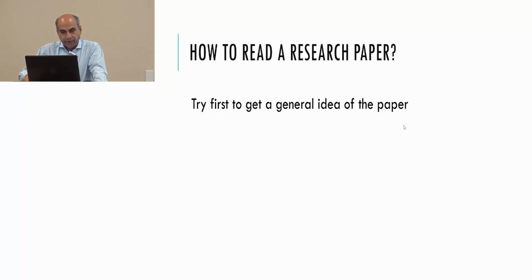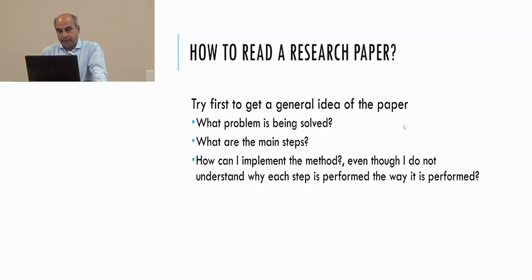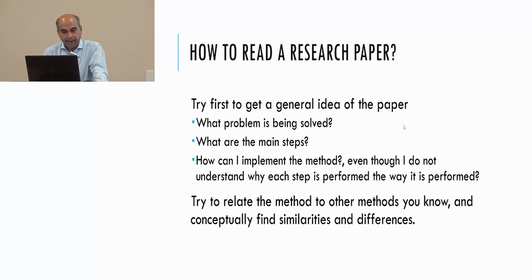Also, the idea should be to try to get a general idea of the paper the first time you read it. So you can ask these questions: what is the problem being solved, what are the main steps, how can I implement the method? Because in computer vision, all the methods you can implement and get the results, and that will help you to understand the paper. And then try to relate the paper to other methods, other papers, conceptually, and find similarities and differences. That's always helpful.